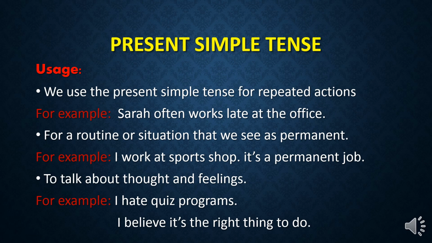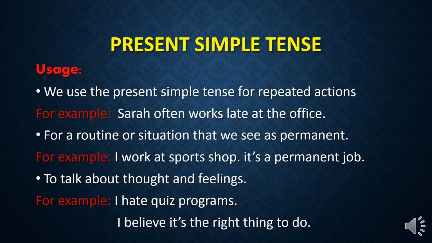Now I am going to tell you about the usage of the present simple tense. We use the present simple tense for repeated actions. For example, Sarah often works late at the office. Or, I often speak live to the camera means that I do it again and again. I drink tea every morning. I get up every day at 5 o'clock. We play table tennis every Thursday. I usually go to work by bus. He is a photographer. He takes a lot of photos. All these sentences represent the repeated actions in present simple tense.